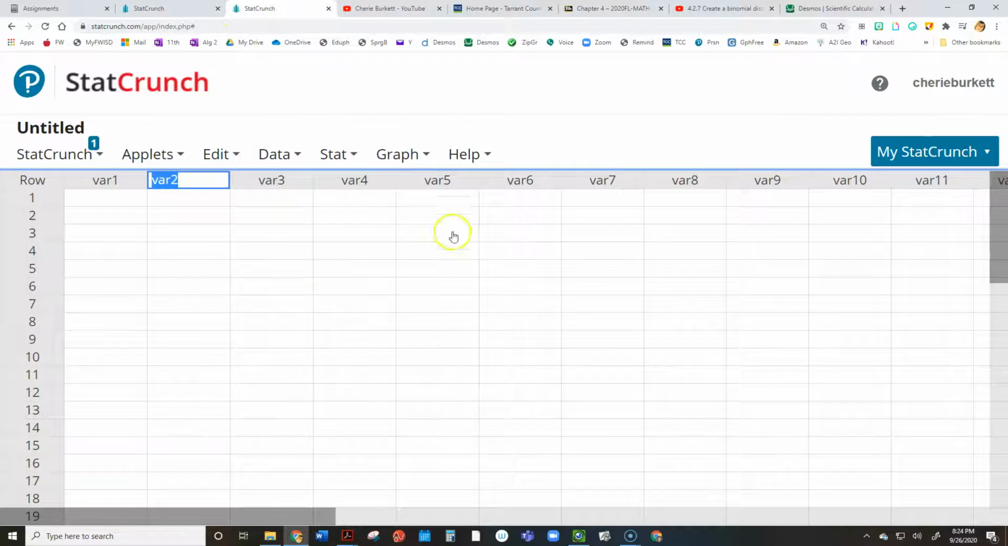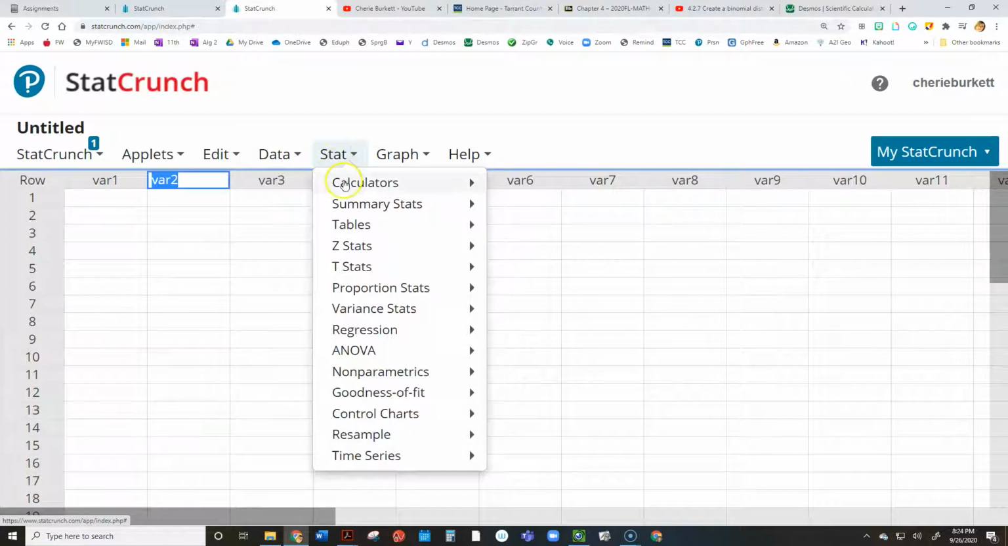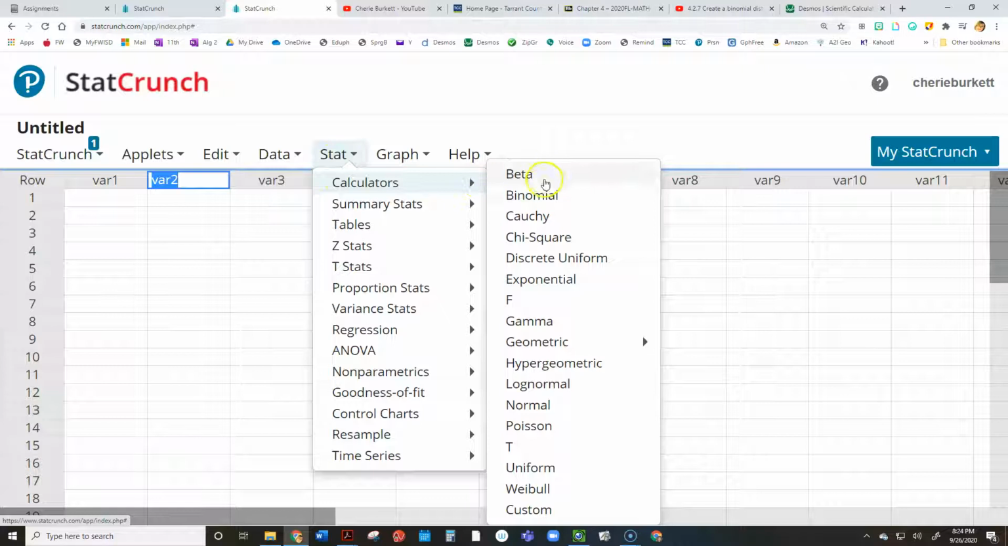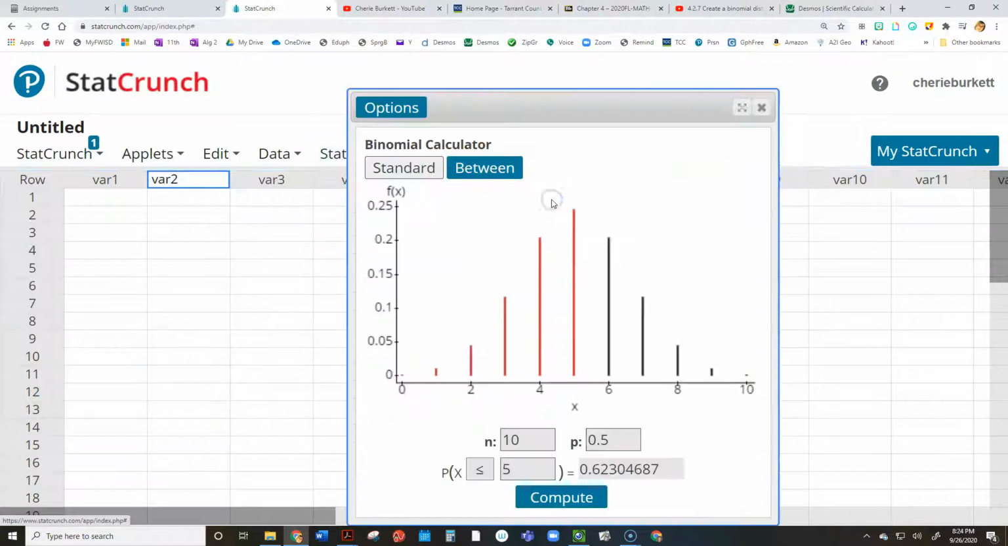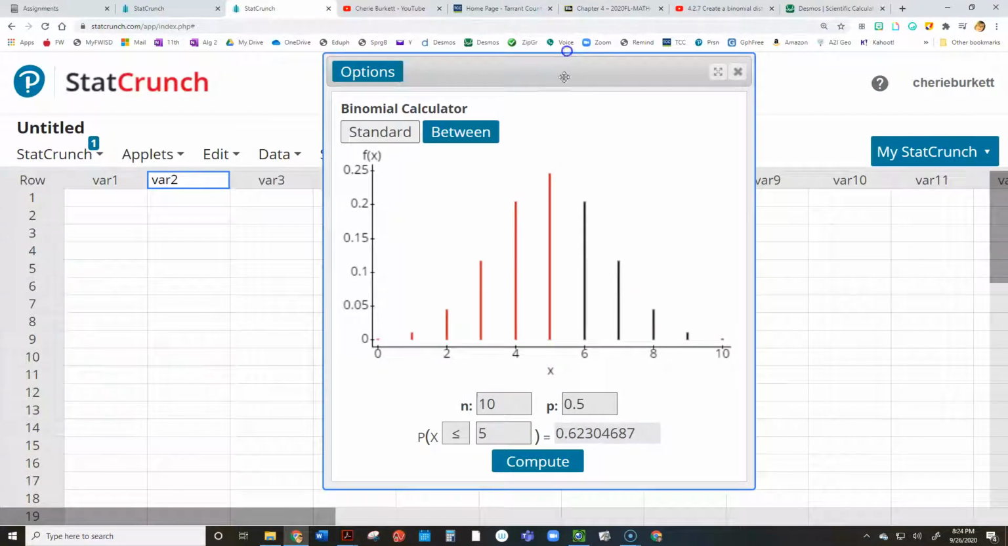And you don't even have to have anything in here. All you have to do is go to calculator, and you go over here to binomial. So hover over the stat button, go down to calculators, which is the first option, and then choose binomial. And when you do that, this thing right here pops up. It's already got a binomial distribution calculated, but it has one calculated for n trials, and the probability of success is 0.5. So we just have to go in here and alter our information.